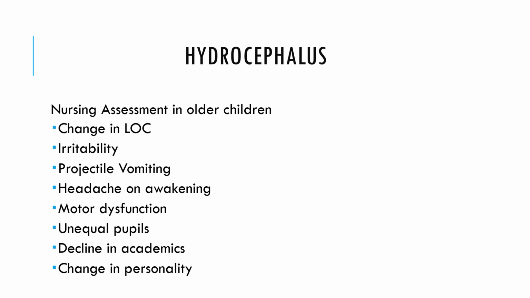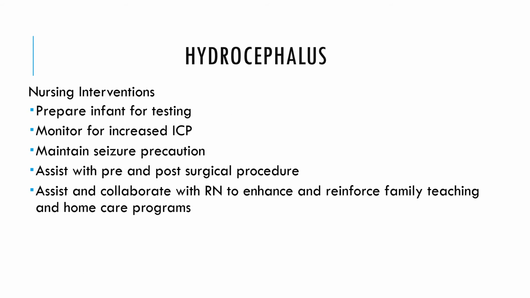Here are some nursing assessments in older children, which are a little bit different: a change in level of consciousness, irritability, projectile vomiting, headache upon awakening, motor dysfunction, unequal pupils, decline in academics, and a change in their personality. Here are some nursing interventions for y'all to look over, talking about the pre and post surgical procedure.